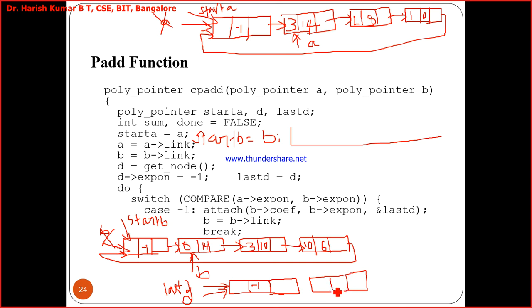is created, and 8 plus 3, 11 is assigned here, and exponent is how much? 14 comes here, and last D is not pointing to this now, so last D points to this. And there's a link established from here to here. Hope you understood?